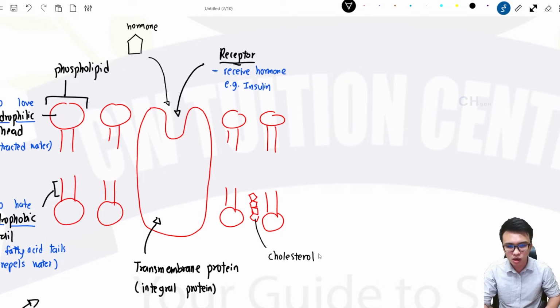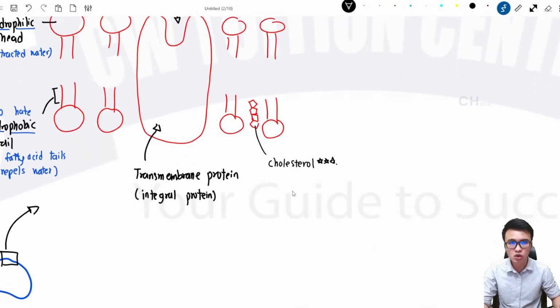Cholesterol is a very important structure that can be found in our plasma membranes. It is also a very popular question. They will ask you what is the function of cholesterol. You can imagine that the cholesterol has two hands. These two hands can hold two phospholipids together. While the cholesterol holds two phospholipids together, it makes the plasma membrane much stronger and stable. That is the function of the cholesterol.